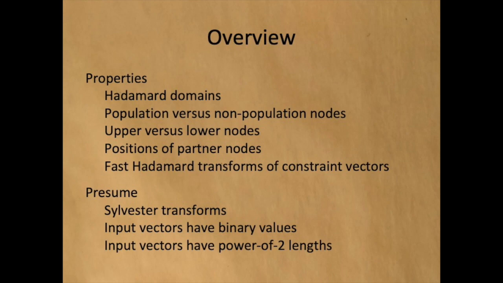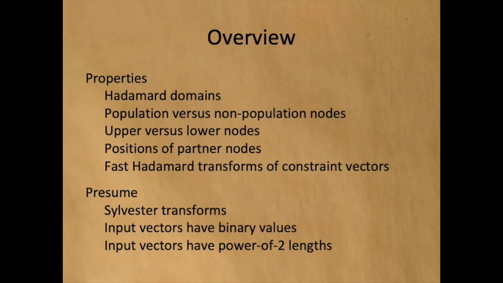Hadamard domains identify exactly which values are valid within each node. The two different Hadamard domains are population nodes and non-population nodes. Population nodes allow values from 0 to 2 to the c, and non-population nodes allow values from minus 2 to the c minus 1 to positive 2 to the c minus 1, where c is the column number.